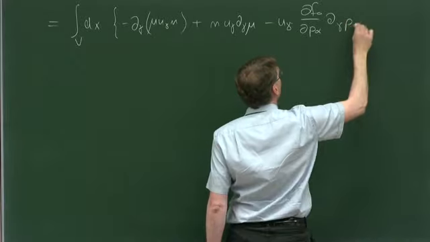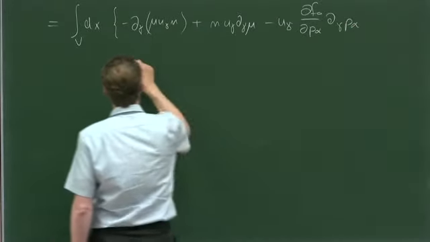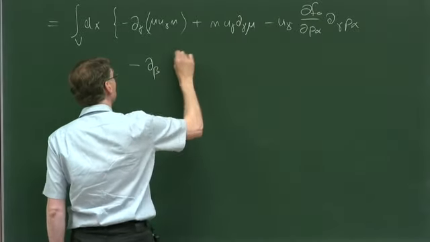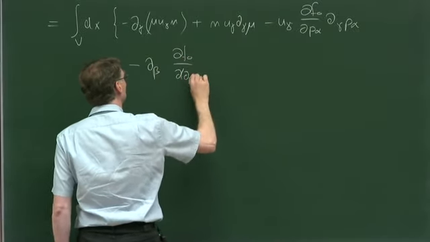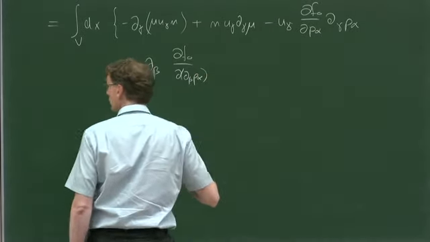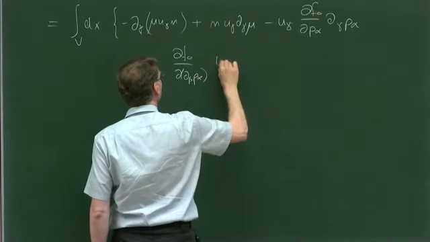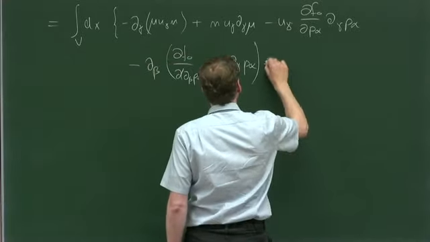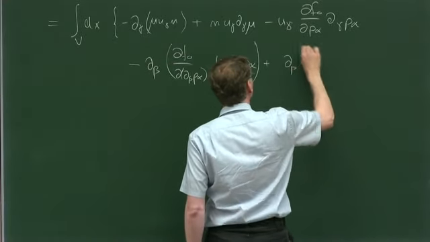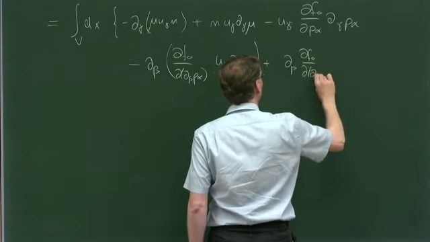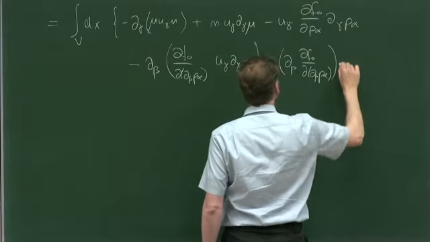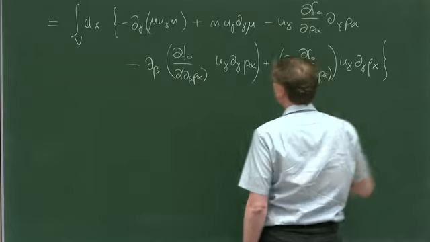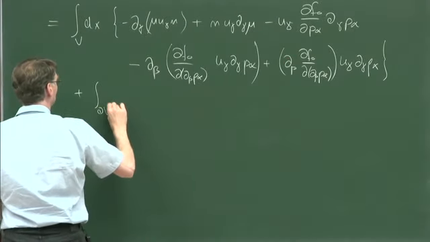Then here I also want to do a partial integration, so I have on one hand the term ∂f_0/∂p_α times u_γ ∂_γ p_α applied to all that, and finally I have my ∂f_0/∂(∂_β p_α) times u_γ ∂_γ p_α. And then again I have to add my surface term like this.